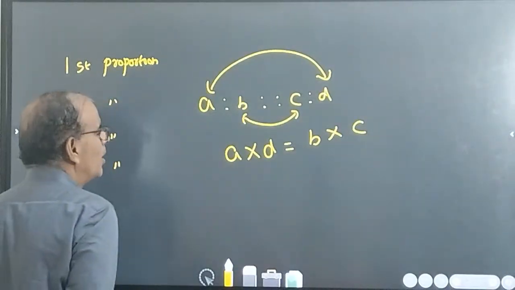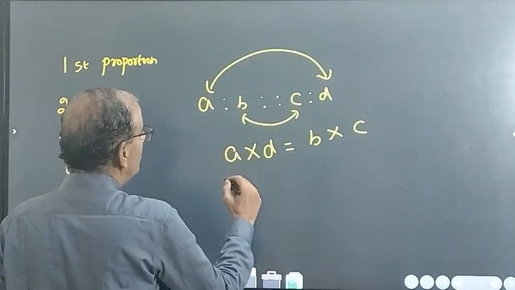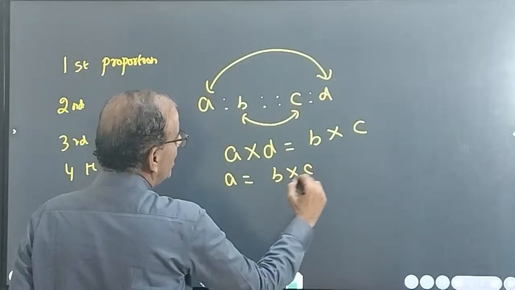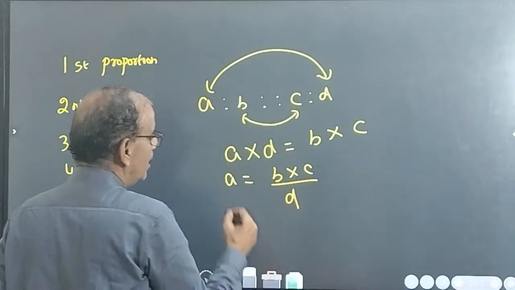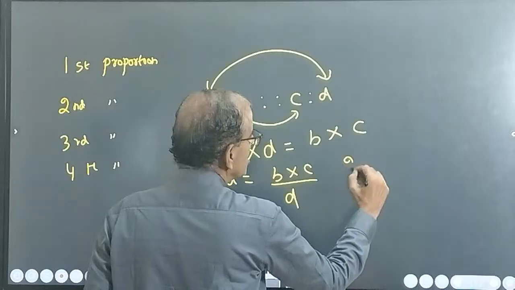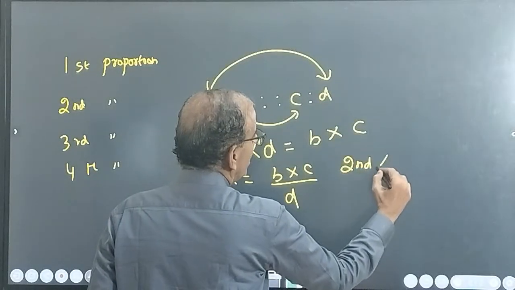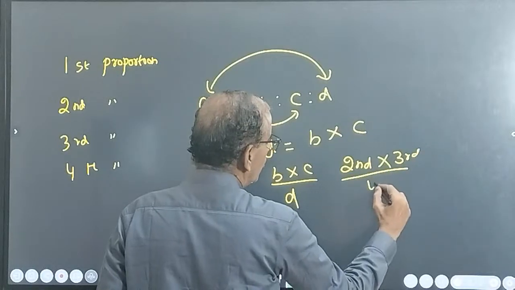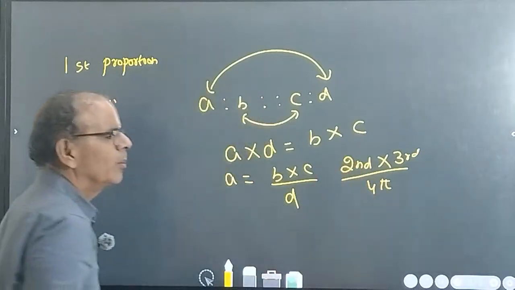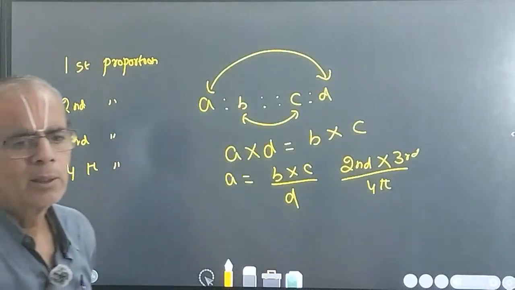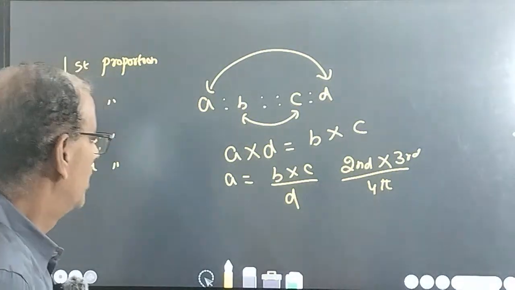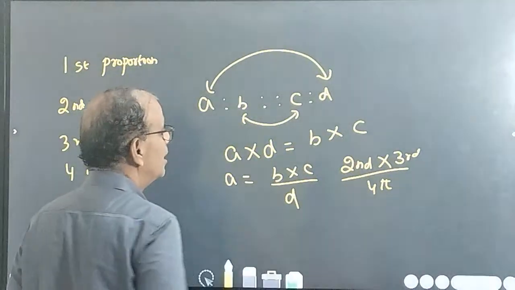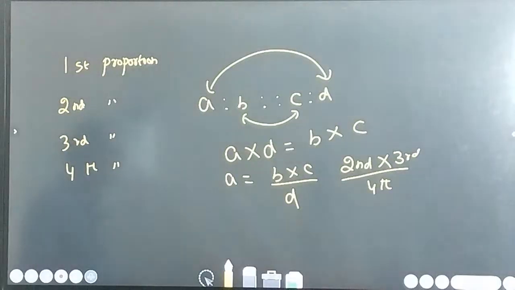இப்போ சப்போஸ் எனக்கு ஃபார்முலா ஃபர்ஸ்ட் ப்ரொபோஷனுக்கு வேணும். அப்போ A வேணும்னா என்ன அர்த்தம்? B into C divided by D. அப்போ என்ன ஃபார்முலா? B னா என்னது? செகண்ட். C னா என்னது? தேர்ட். D னா என்னது? fourth. So without memorizing the formula, you can do this one. B into C by D. அதே மாதிரி எந்த ப்ரொபோர்ஷன் C வேணும்னா A into D by B.